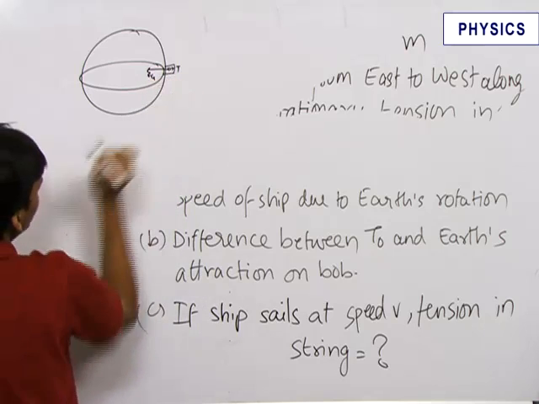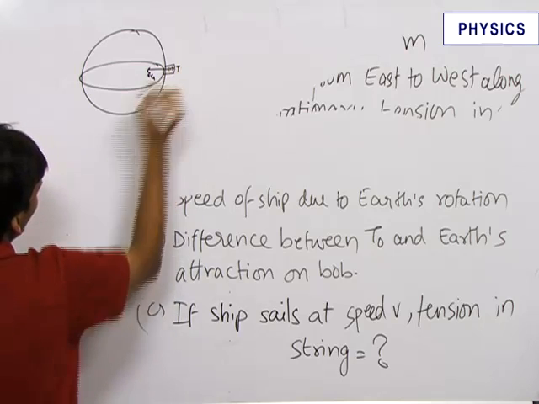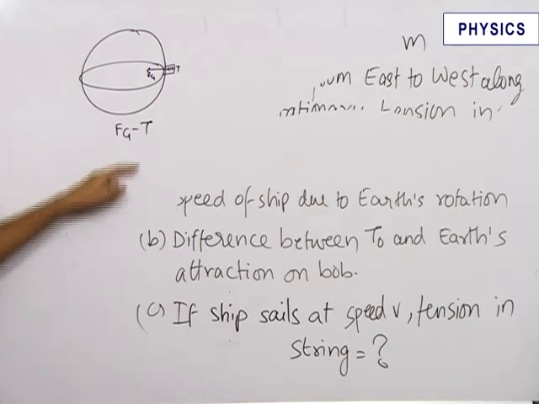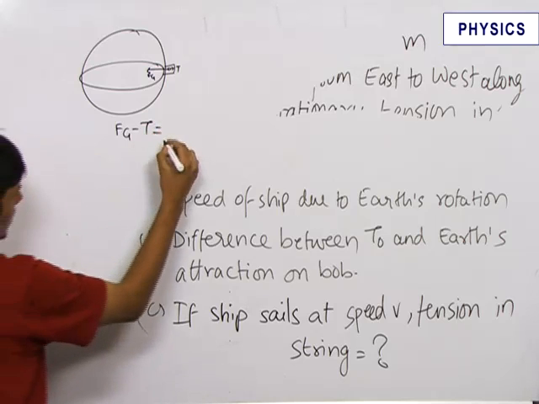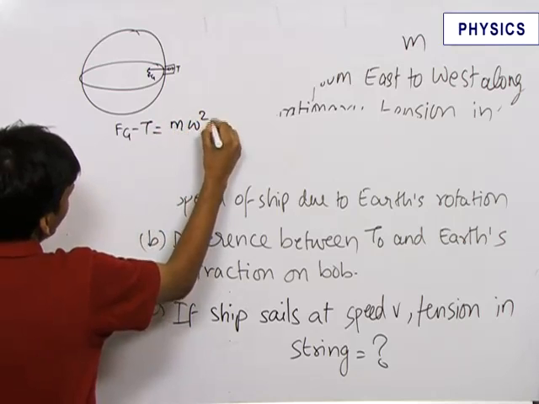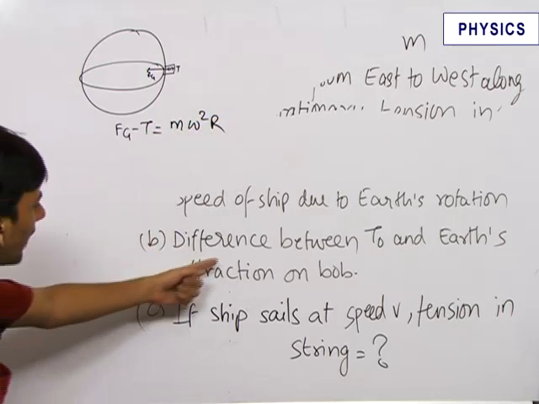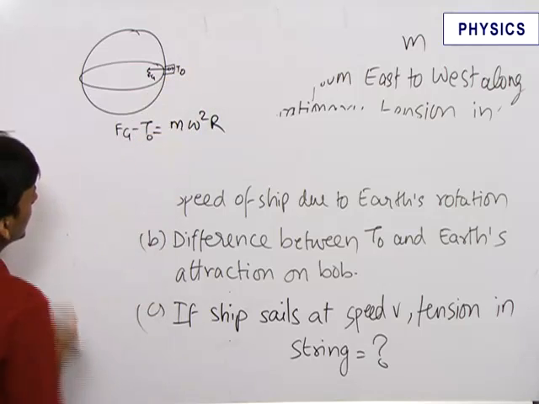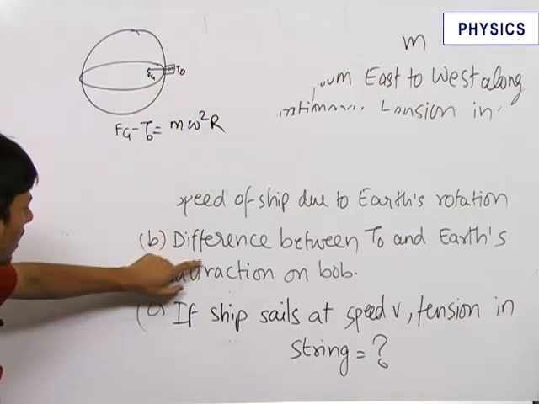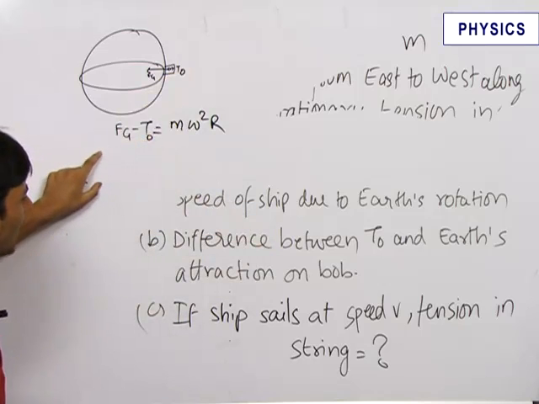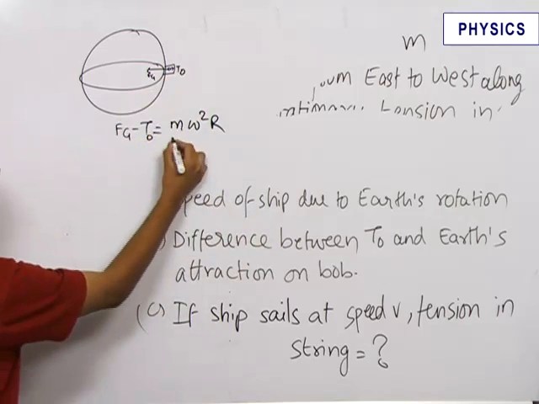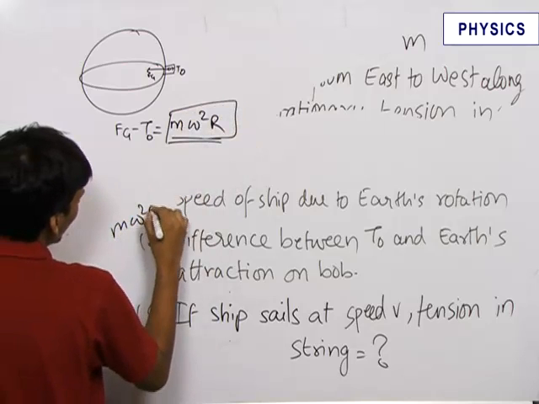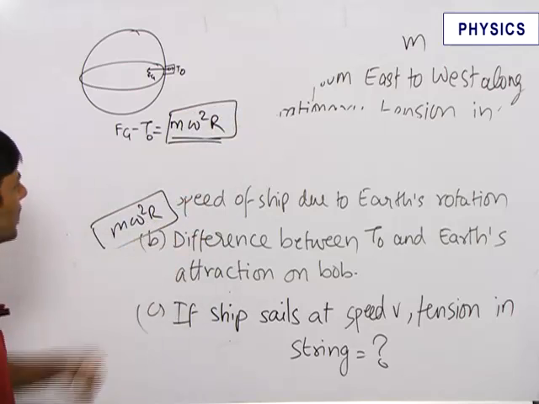Now since this object is performing circular motion with angular velocity omega, we can write Fg minus T, this is the net centripetal force, equal to m omega square r. Now we need to find the difference between T naught, this tension is given to be T naught since the ship is at rest now, and the earth's attraction on the bob. It is equal to m omega square r. So the answer for the B part comes out to be m omega square r.